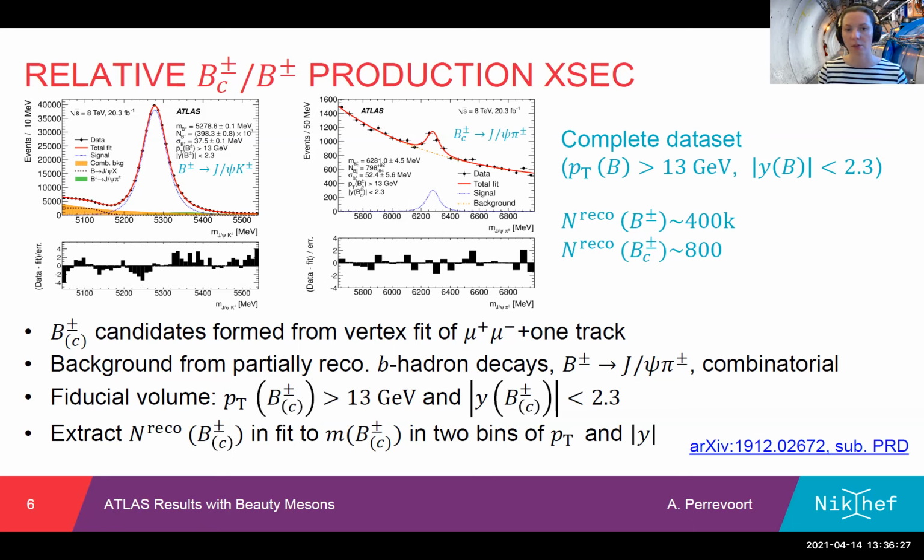We extract the number of reconstructed B and B sub C candidates in the fit to the mass, and that is also performed in these two bins of PT and the rapidity. You see the plot on the left-hand side is the reconstructed mass of B to J psi K candidates, and the plot next to it is B sub C to J psi pi. This is showing data from the complete data set, so the full fiducial volume. In total, we have about 400K B candidates and about 800 B sub C candidates.